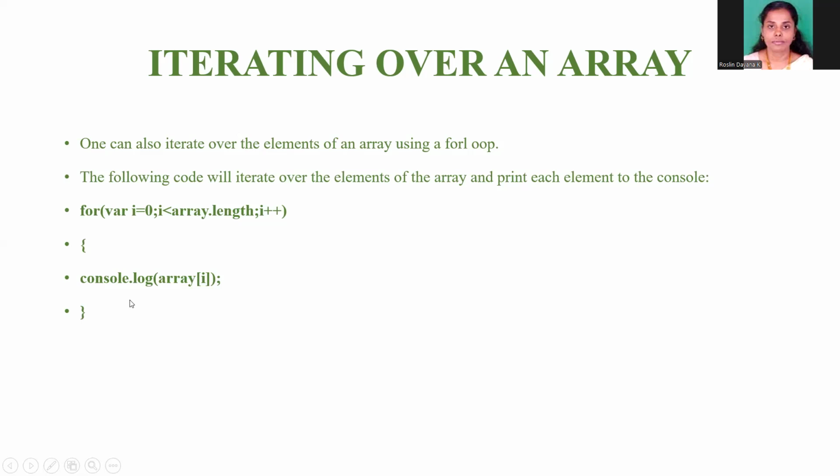Inside the loop, we have the print statement. It will display the output on the screen. So console.log(array[i]). If i is 0, the first value, array[0], will be displayed. When i is 1, the second value will be displayed from the array.